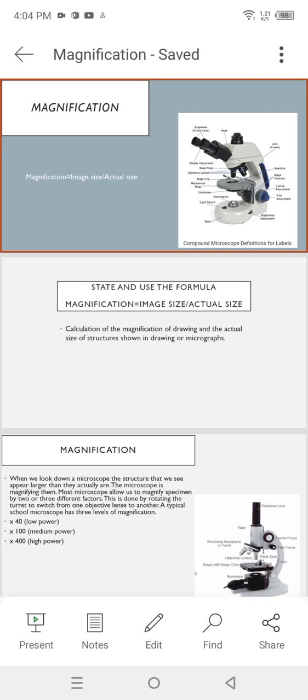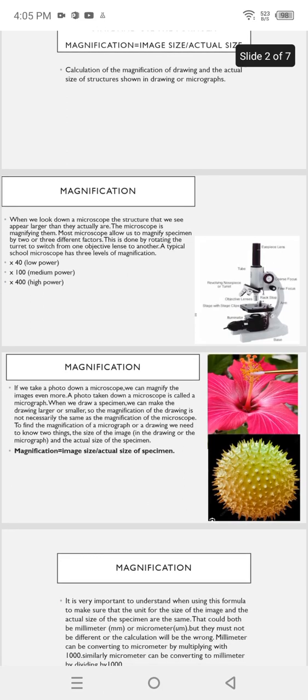For magnification, we can use the microscope. When we look down a microscope, the structures that we see appear larger than they actually are. The microscope is magnifying them. Most microscopes allow us to magnify specimens by 2 or 3 different factors. This is done by rotating the turret to switch from one objective lens to another. You can see the turret or revolving nosepiece in the diagram.